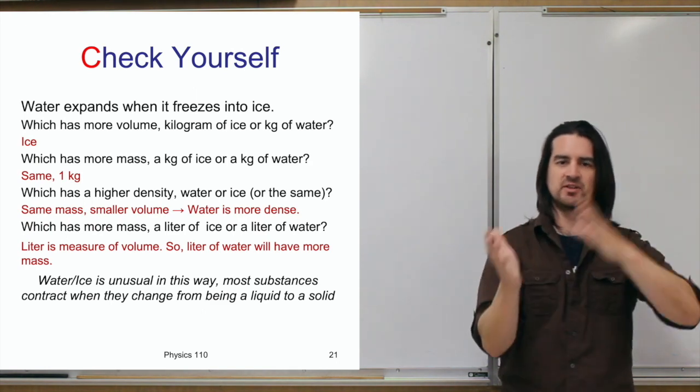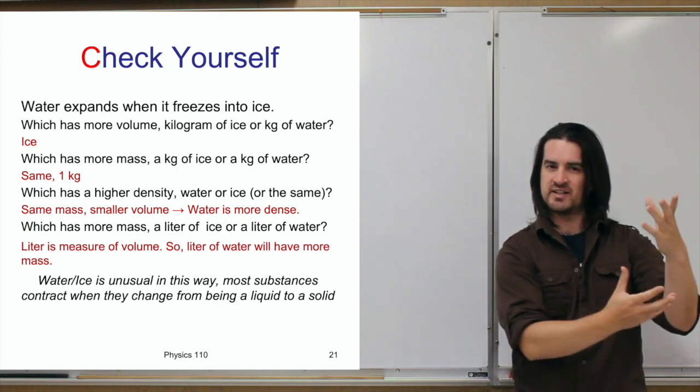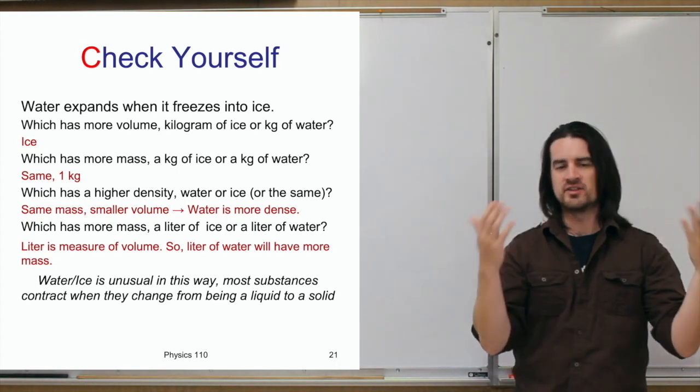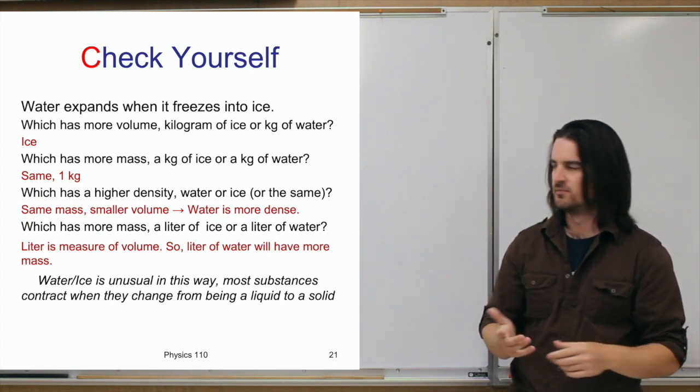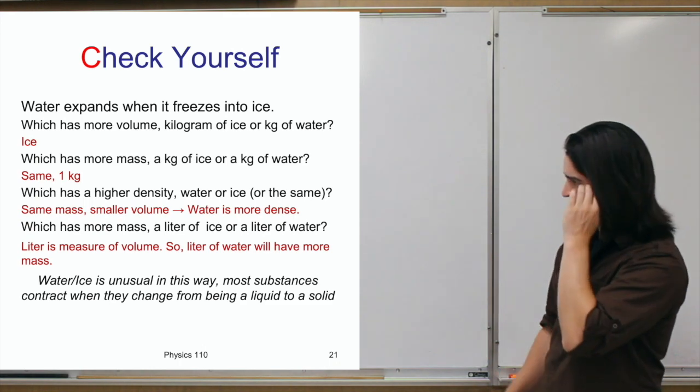Another way of saying that is that when you're calculating with the water, the denominator is a little bit smaller than it is with the ice. So a smaller denominator means a larger number overall. The density for water is larger. Or you could say water is more dense than ice.